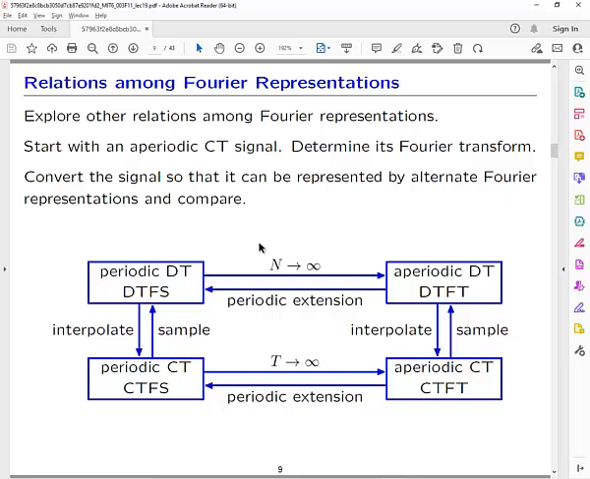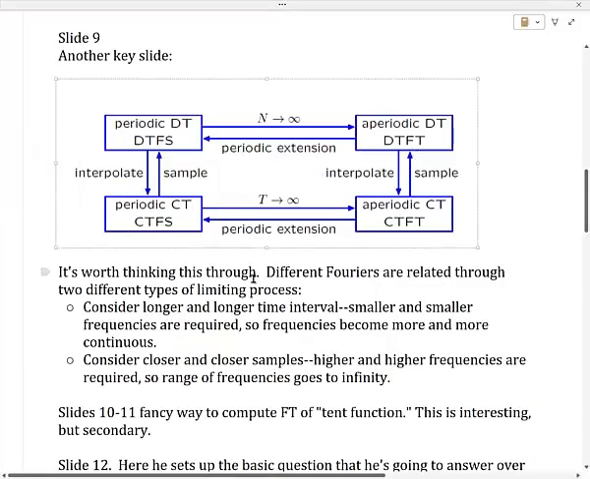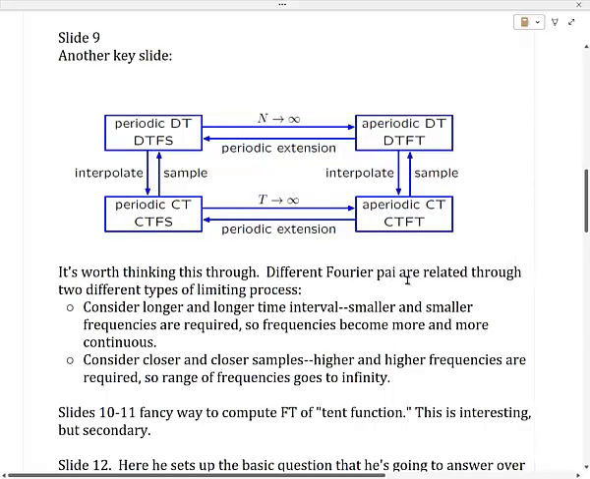Alright, so now we got to the new stuff, and let me go back to my commentary. Alright, so this is a key slide, and it's worth thinking this through. This is a very rich diagram and can take a lot of thought. Different Fourier pairs are related through 2 different types of limiting process.